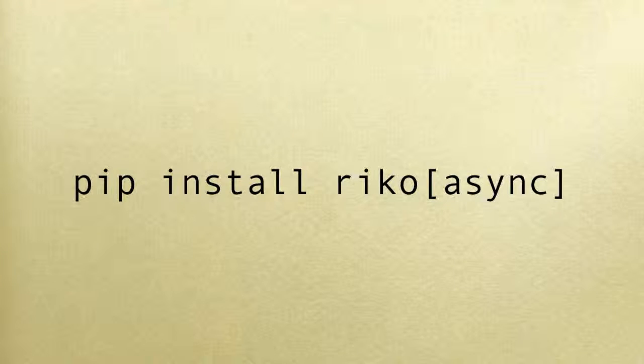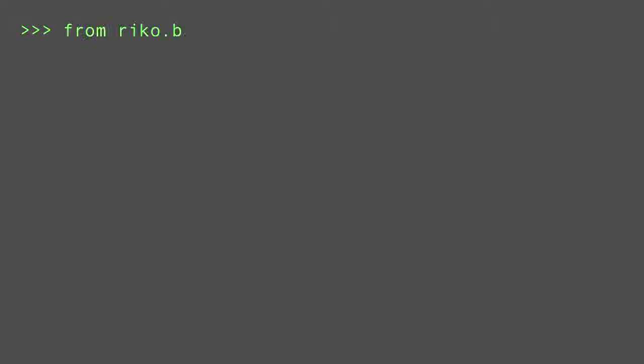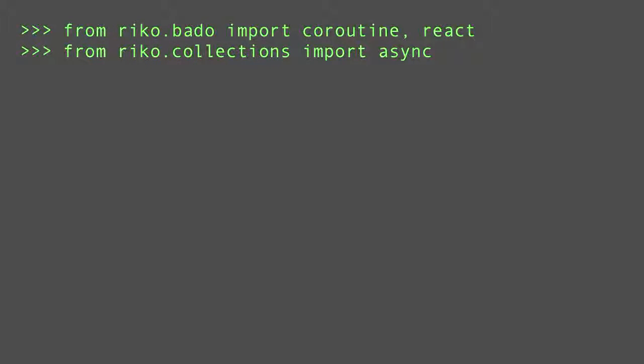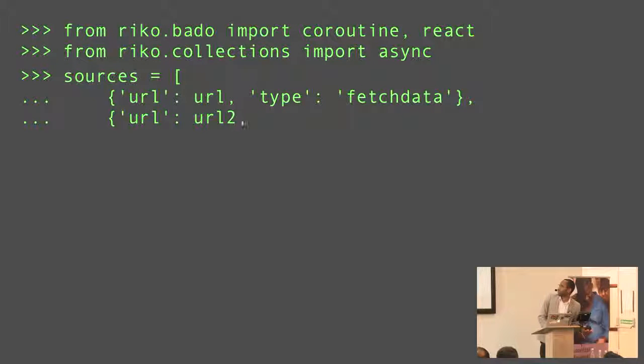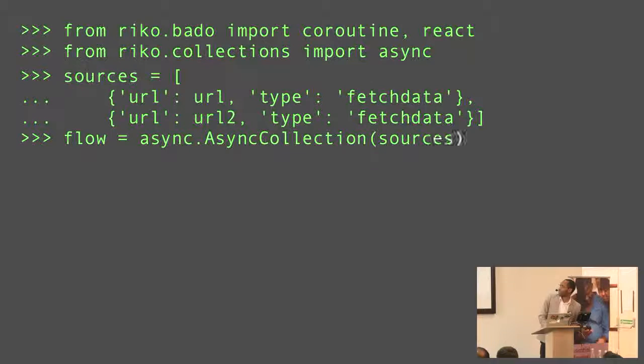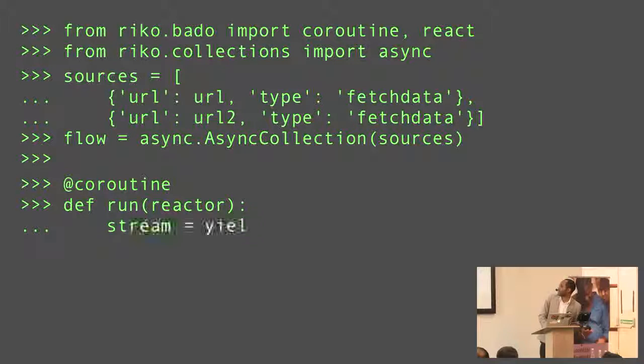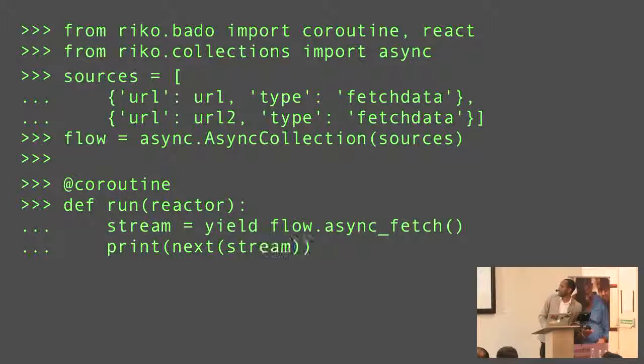And so you just pip install riko async, and then the new things you get, you can see at the top, are coroutine, react, and then the async collection. In this case, we're going to give it two URLs, and we want to collect data from both streams at the same time. You just pass a collection your sources, in a list, and there's a coroutine decorator.